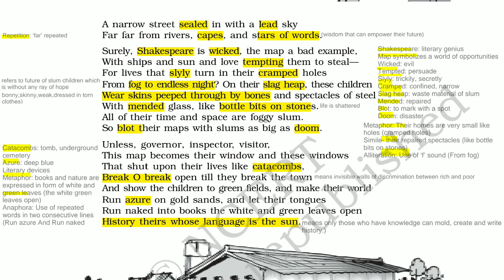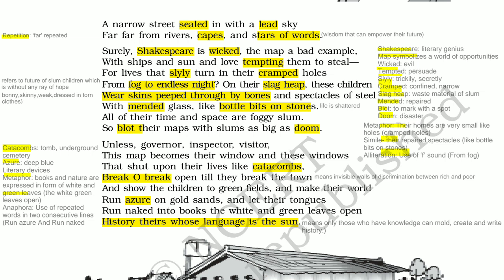So the poet has called Shakespeare wicked because, as I said, going through his works will kindle desires in the hearts of the slum children, and being unable to fulfill those desires, they adopt wrong means to achieve them, because he has always written about the elite class, the rich people. So obviously these children will get tempted to get all those things. Now the map is also a bad example because the map shows a world that is beautiful and bright, and in contrast the world for these children is confined to the narrow and dirty streets of the slum. So the map is a bad example because it confuses them regarding the true picture of the world.